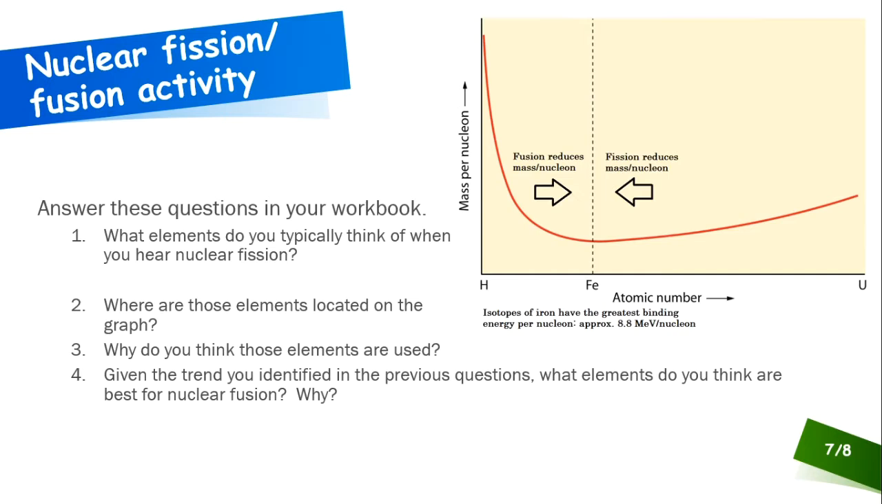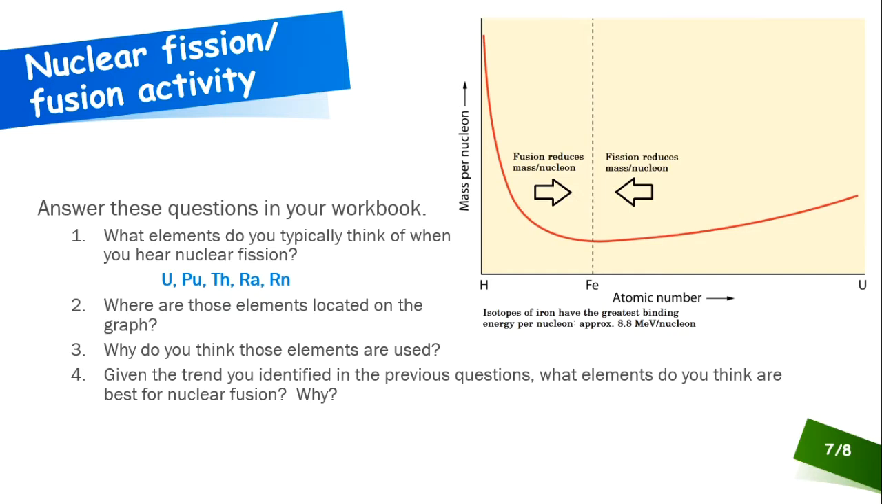Okay, let's see how well you did with this. So we've got 4 questions here. And so the first question is, what element do you typically think of when you hear nuclear fission? Well, there's different ways you could have answered this question. Lots of people think about uranium, plutonium, but there's also thorium, radium, radon. There's many different answers you could have given in response to that question.